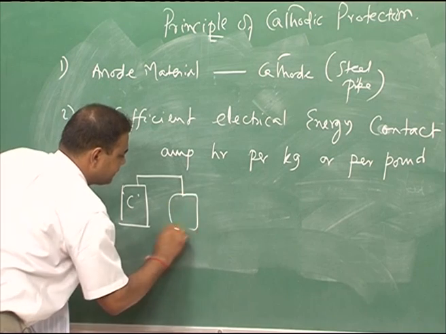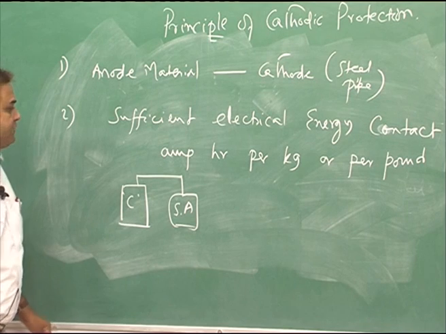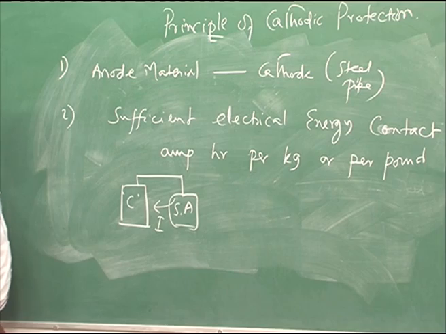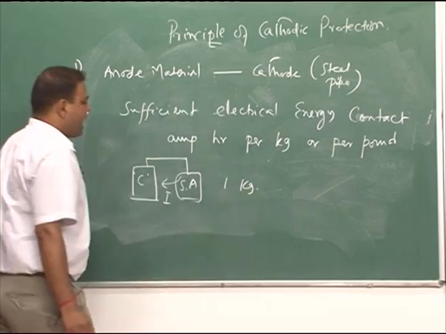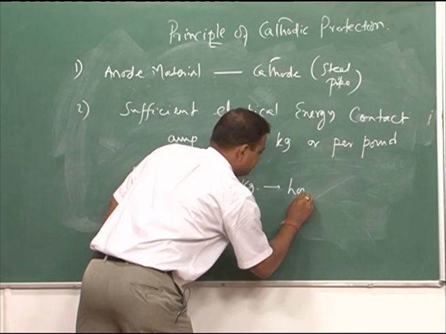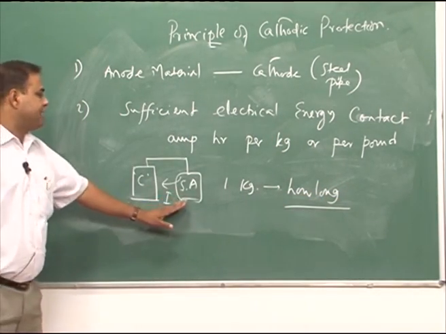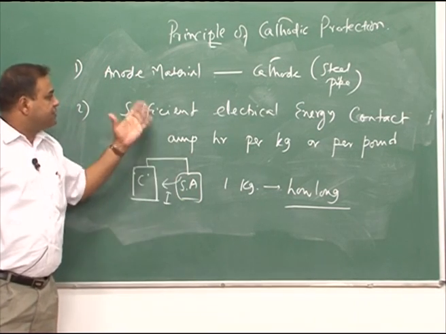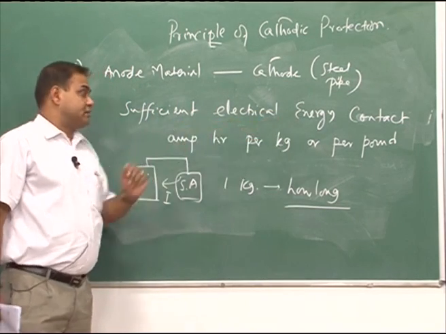this is my sacrificial anode, SA means sacrificial anode. If we supply 1 ampere of current, then 1 kg of anode material, how long can it give protection? How long can it give protection if we send 1 ampere of current to the cathode material? So, this is basically the idea of electrical energy contact.